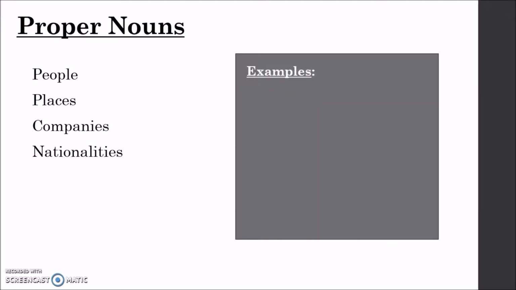For example, my name is Gabriel. In this case, the noun is Gabriel. It is proper because it represents a particular person. So as a consequence, it takes a capital letter on its first letter.